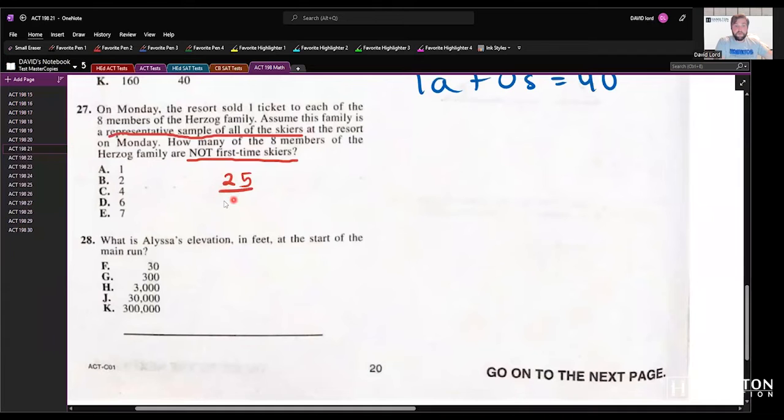25 out of 200 is from the sample, and we want to apply it to the Herzog family. So then we can do x over 8. Now this will tell me the number of first-time skiers in the Herzog family, which is going to equal 1. But since the question said not first-time skiers, we will then do 8 minus 1 and get 7.